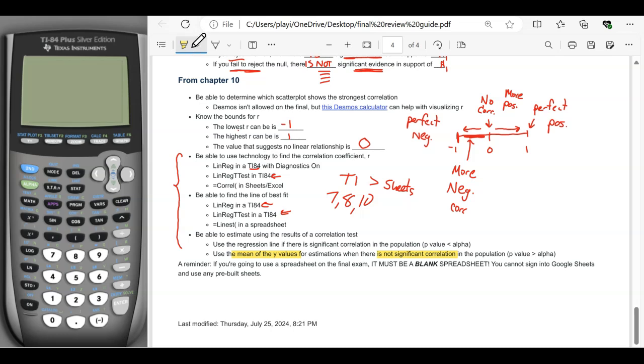All right, just practice using these technologies. It's got to be a blank spreadsheet. You cannot sign into Google Sheets and open up any pre-existing one. You've got to be able to do these with a blank spreadsheet.